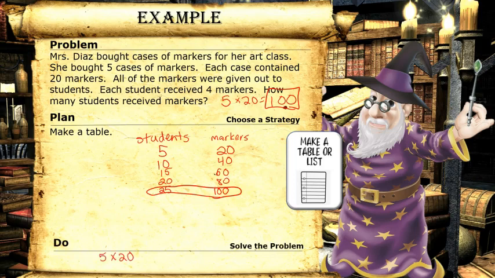And then I was checking 4 markers times how many people are going to equal 100. Well, that's the same as just dividing, so I would divide by 4. So my equation would be 5 times 20 divided by 4. And since 5 times 20 is 100, and 100 divided by 4 is 25, my answer is 25. 25 students.